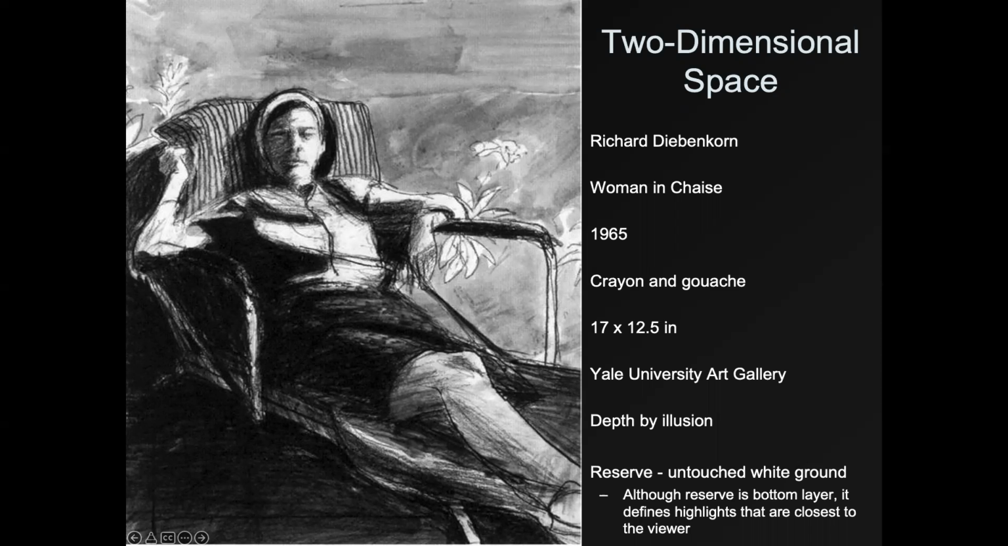But since we see white as highlights, although the reserve is the bottom layer as far as the surface, as far as the medium that was used, crayon and gouache, it defines the highlights that are closest to the viewer.